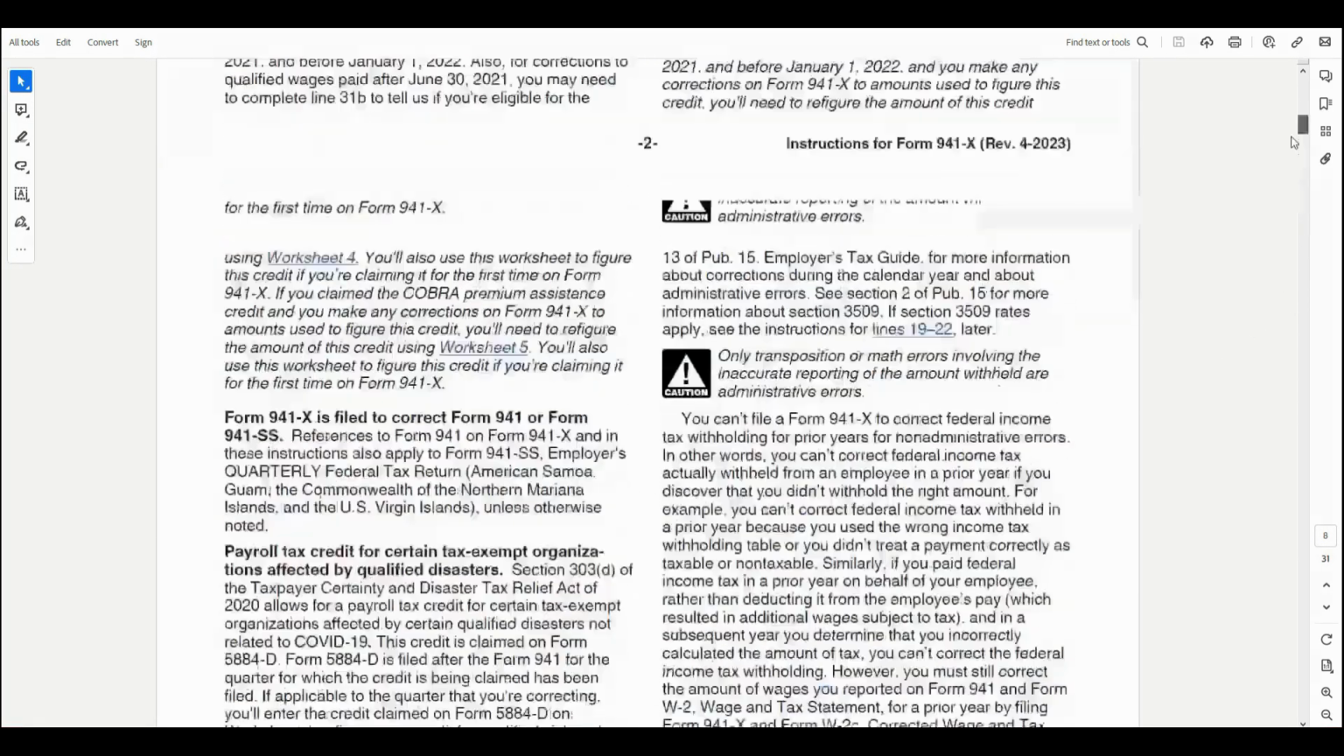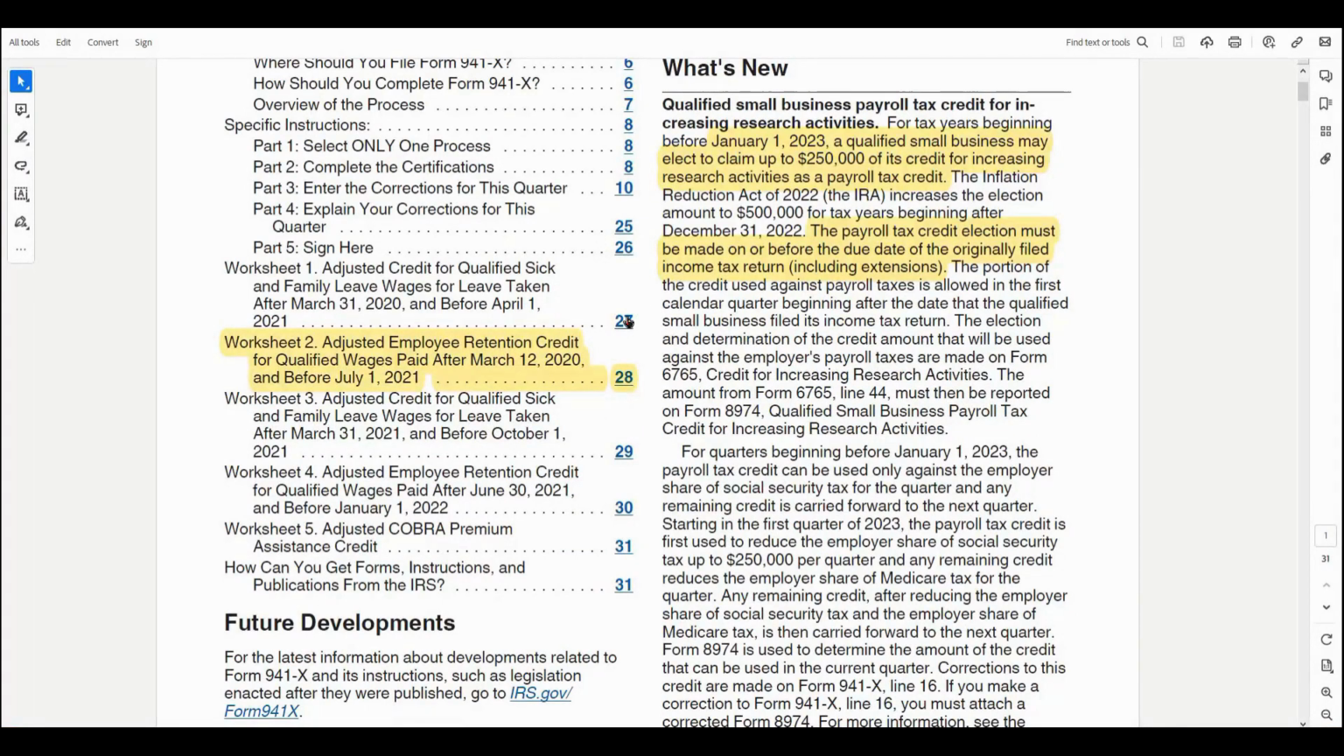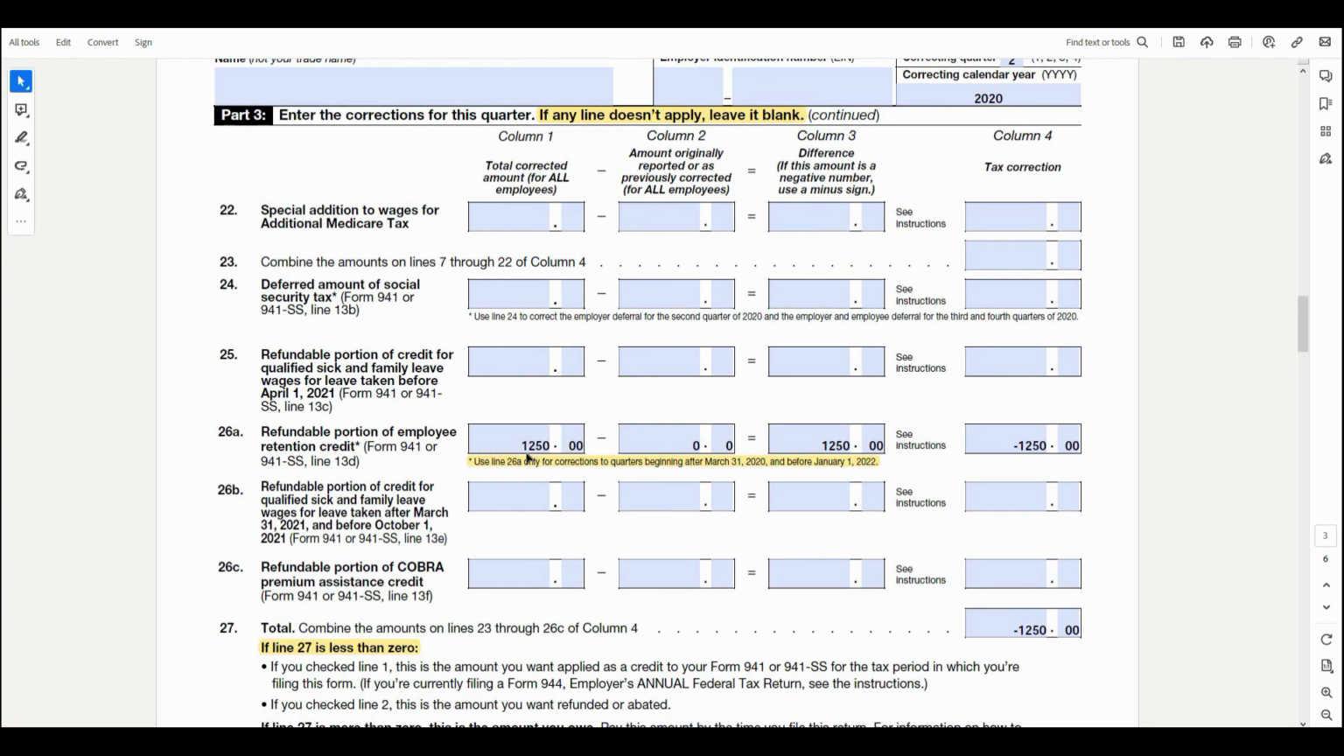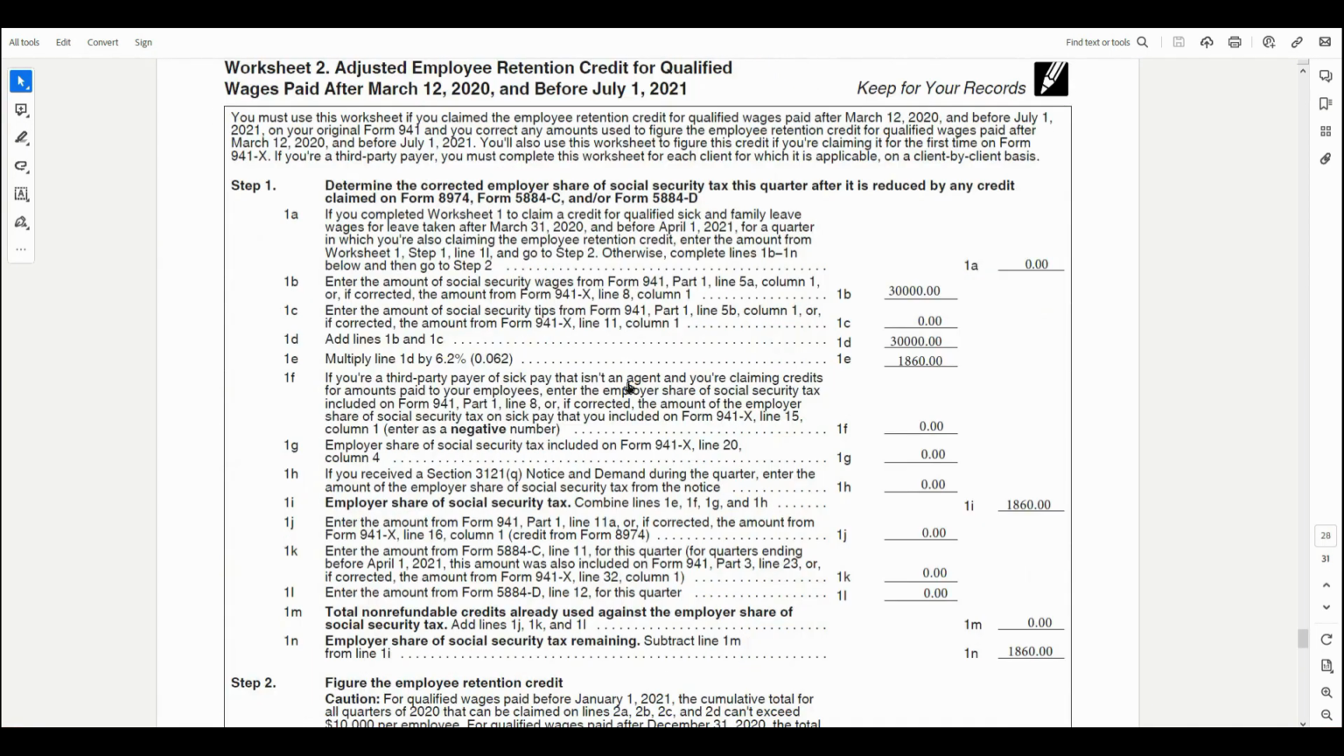So let's go to the instructions, all the way to the top. These page numbers here, they're links to the actual pages. So we're gonna use worksheet 2, adjusted employee retention credit for qualified wages paid after March 12 and before July 1st, 2021. That's what we need to compute our credit, and then enter it in the appropriate box to make the adjustment. So we click on it here, and it takes us to this form.